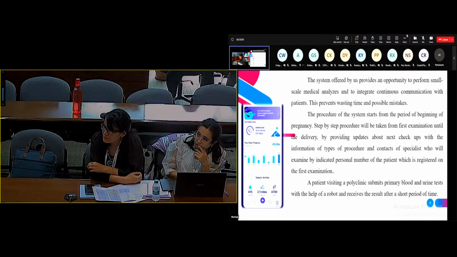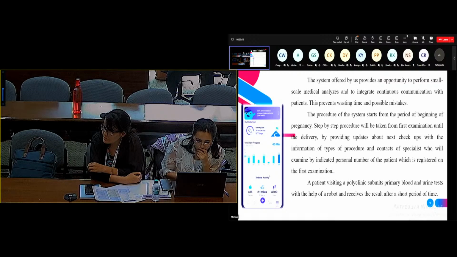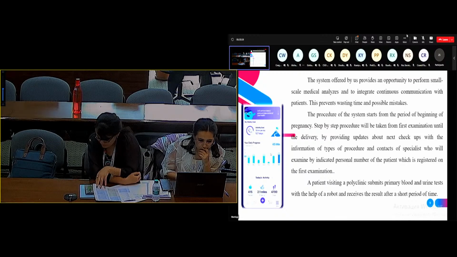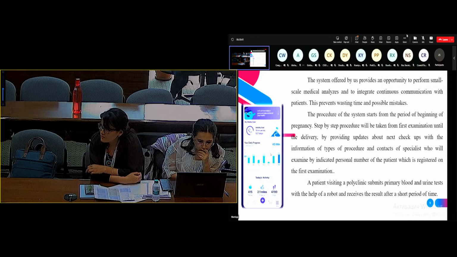With the help of the database, after sending a warning letter to the patient about the examination, what kind of examination he or she should undergo and which doctor should be seen is checked through the site with a personal number. A patient visiting a polyclinic submits primary blood and urine tests with the help of a robot, which we wanted to add, and also receives the result after a short period of time.